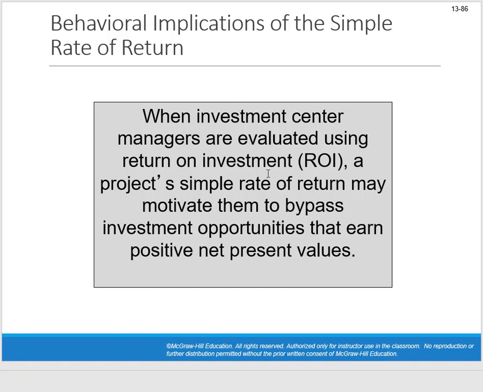The simple rate of return, it's not a bad thing to use, but they're using it in conjunction with ROI, which the textbook authors already made very evident that they don't like ROI. And they're harping on the same reasoning that managers might bypass a good investment opportunity if the simple rate of return doesn't fall in the right range according to their required rate of return. Anyhow, I'll let that go.